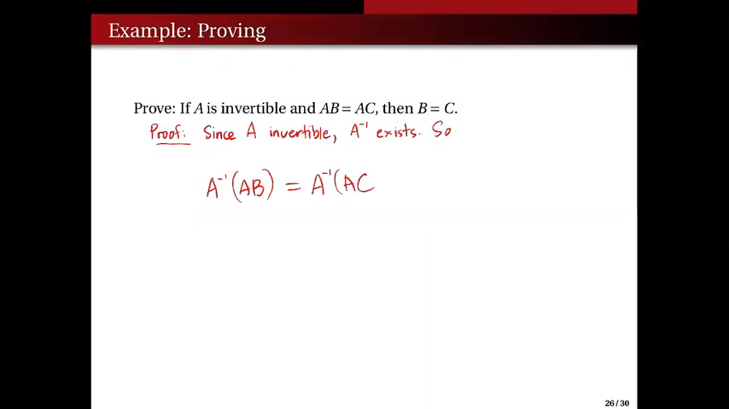That's just the multiplication property of equality. If you multiply something on the left, you have to multiply the same thing on the right. Or if you add something on the left, you have to add the same thing on the right, so that equality is preserved. So in here, we have AB and we multiply the inverse of A, and for AC, we also multiply the A inverse.